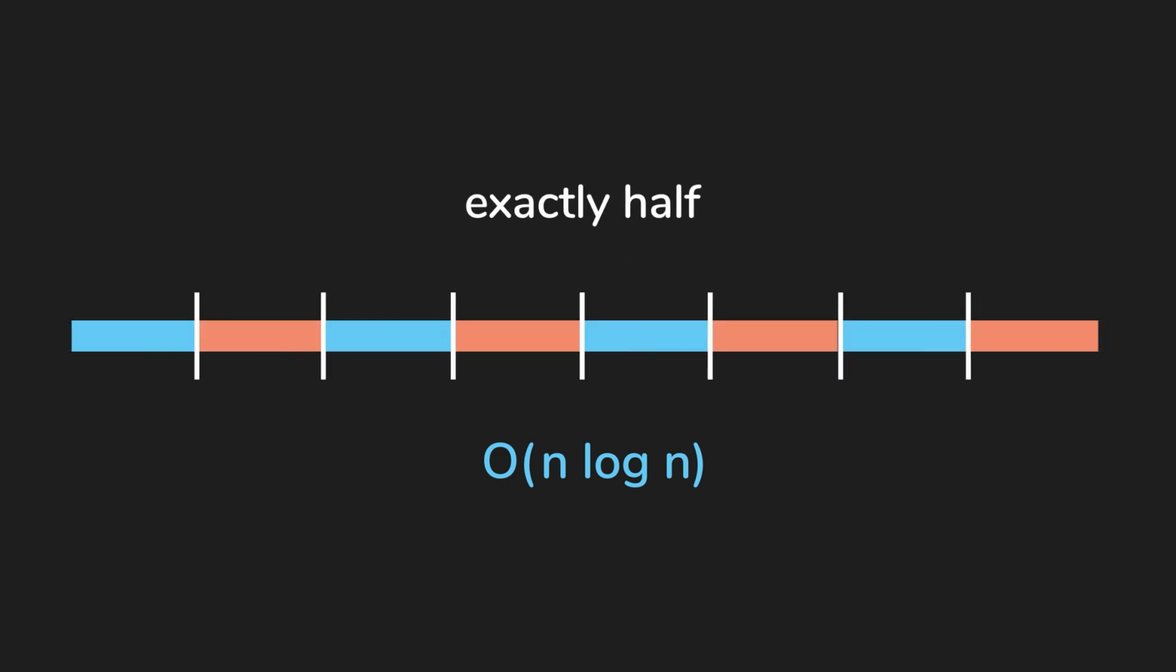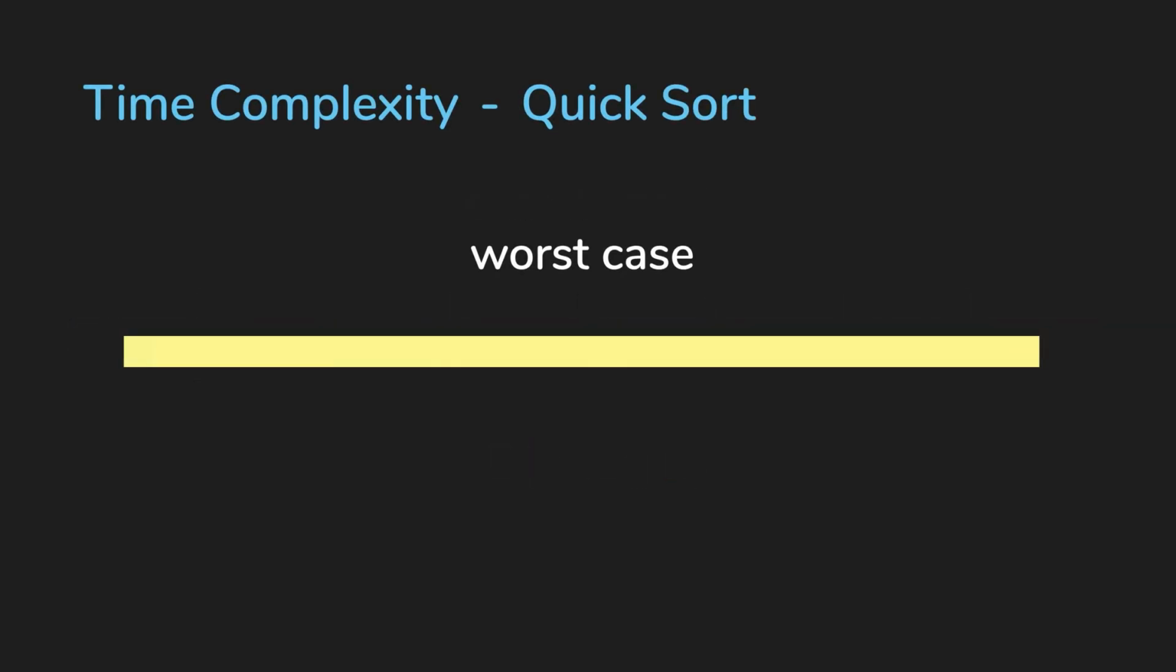this is when every time you partition, you happen to get exactly half the elements on the left side and half the elements on the right side. You can get really unlucky when choosing the pivot. With our algorithm, we choose the pivot by choosing the first element. What's the worst case that can happen?